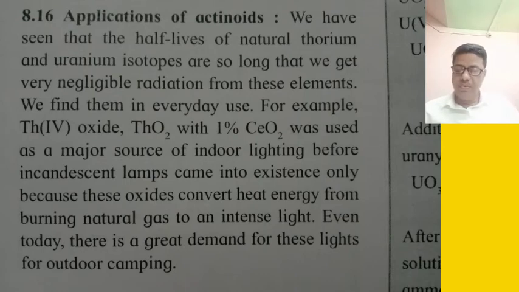For example, thorium oxide along with cerium oxide was used as a major source of indoor lighting before incandescent lamps came into existence, only because these oxides convert heat energy from burning natural gas into an intense light. Because their half-life is long, we can see them used in indoor lighting. So these are some applications of actinoids.